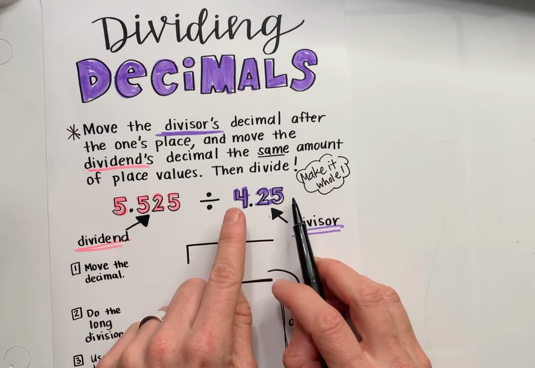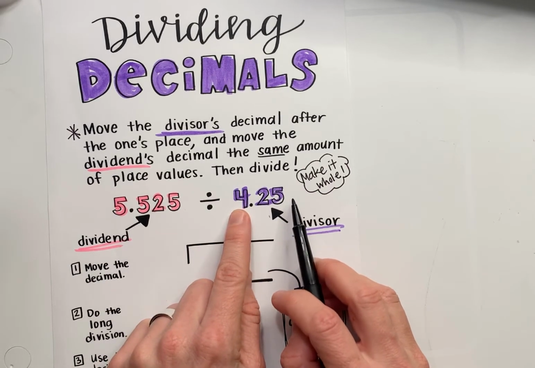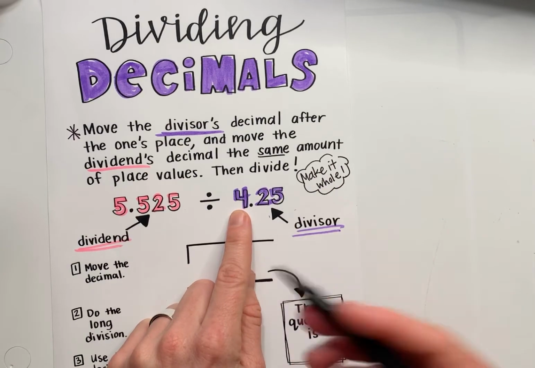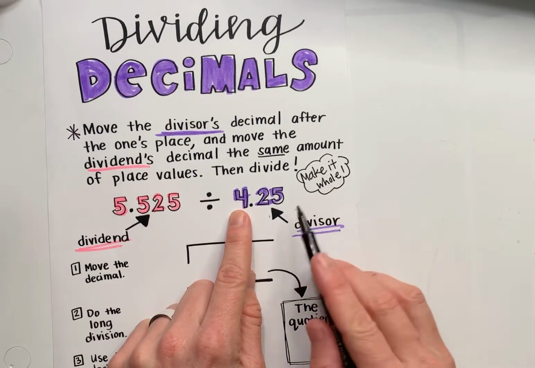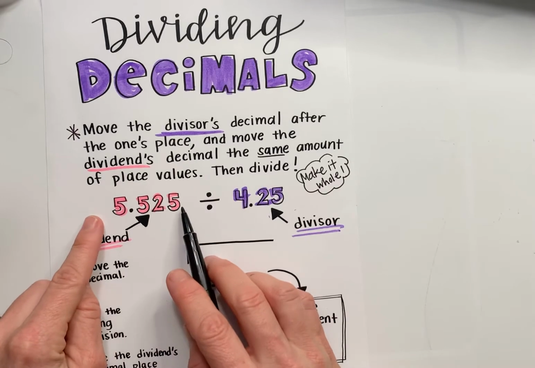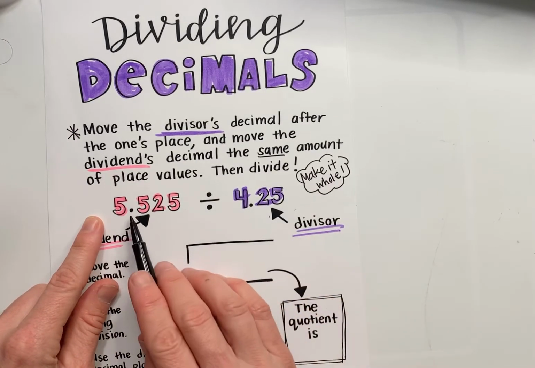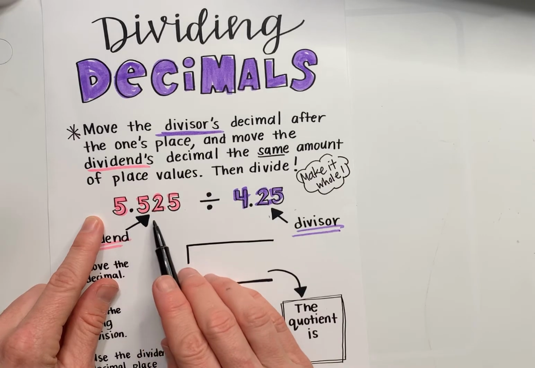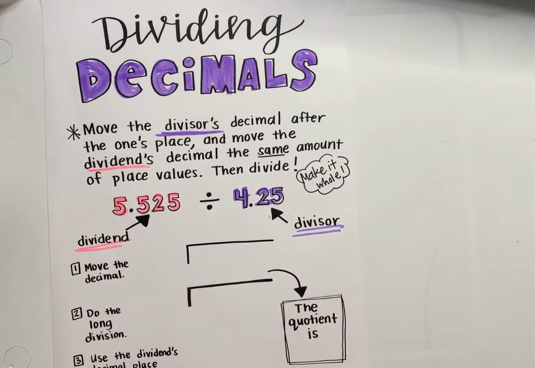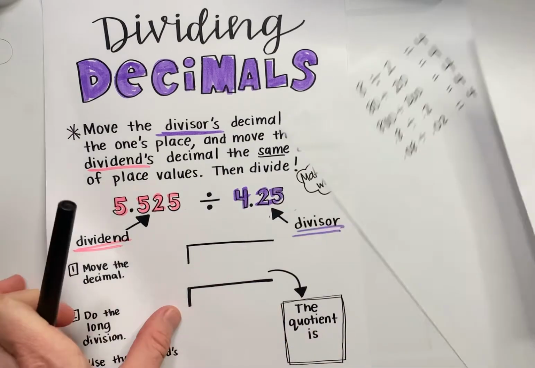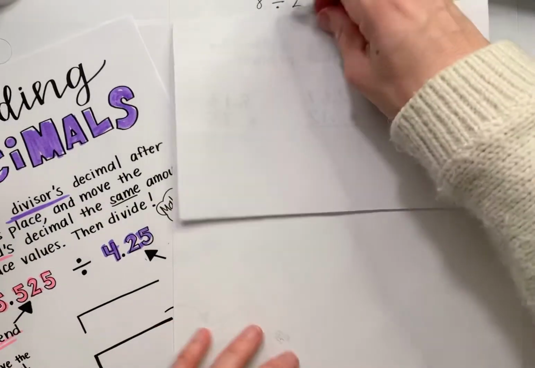Now, if I do that to my divisor, in order to come out with an accurate quotient, which is the answer to a division problem, I need to do the same thing over here to my dividend. So if this got moved over 2 places, I need to move this decimal place over 1, 2 places. Now, to illustrate why that is, I want to show you a series of problems over here.